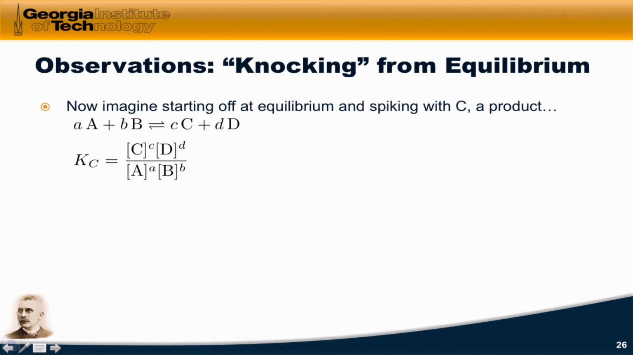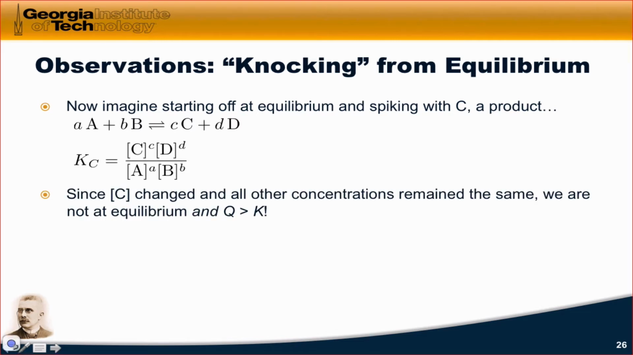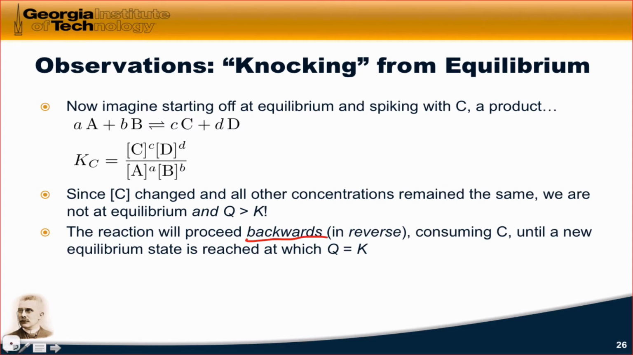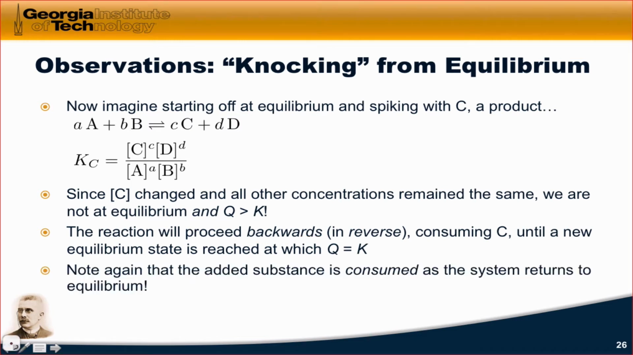Consider starting off the same reaction system at equilibrium again and spiking with C, a product now. Now the molarity of C increased, and all the other concentrations remained the same. This causes the numerator of the reaction quotient to be too large. This means Q is now greater than K, and so the reaction will proceed in reverse. The reaction will proceed backwards, consuming C until a new equilibrium state is reached, at which Q equals K again. Note the similarity with the spiking A situation. The substance consumed in the march back to equilibrium after the spiking event is the added substance. It was A in the first example, and it's C in this example. The reaction system spontaneously moves away from the added substance, consuming it.